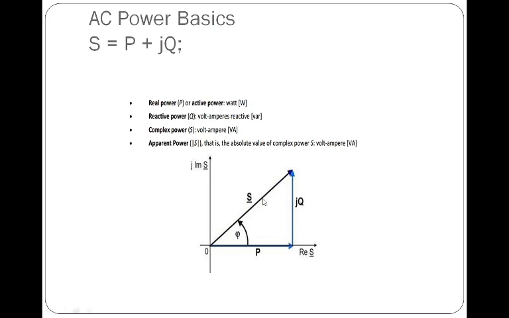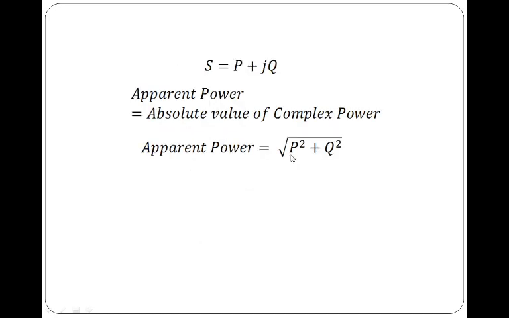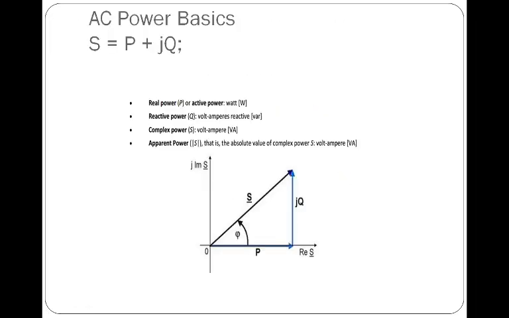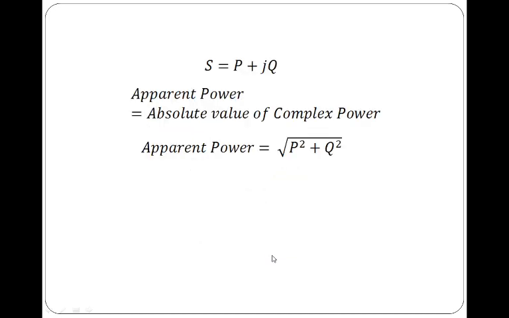As we have said, the absolute value of this complex power is the length of this, and that is got by finding the square root of P squared plus Q squared. The imaginary part represents the reactive power in VAR, while the real part represents the power in watts, which is the true power.